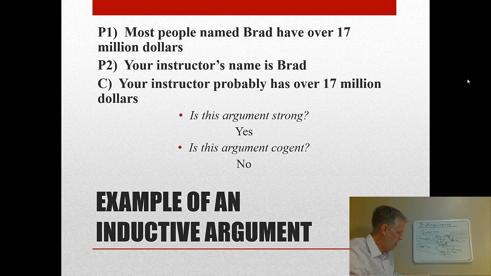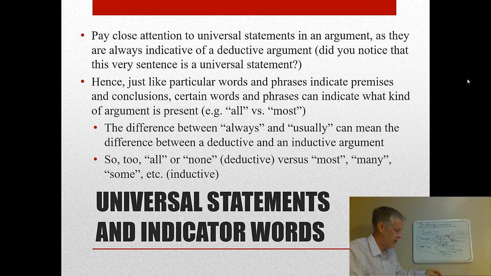I referenced indicator words already, so this is turning to slide 12. As I mentioned at the top of slide 12, pay close attention to universal statements in an argument, as they are always indicative of a deductive argument. And of course, that is a universal statement in itself, as I note there. Whenever things are couched in universal terms, that's going to be deductive. And that gets at this whole idea of indicator words and indicator phrases.